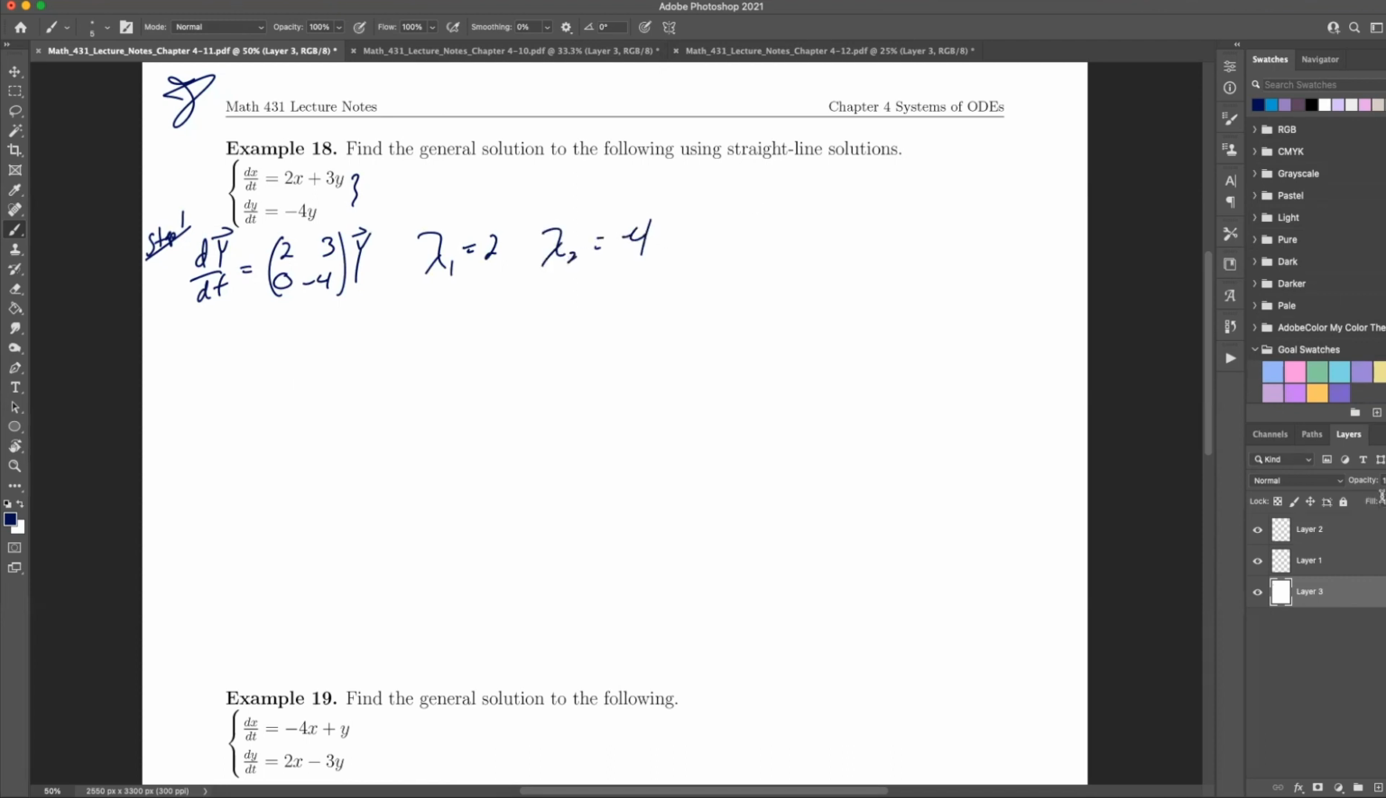Now, why can I just state that, right? Why don't I have to solve anything? The reason I can just state that is this is upper triangular. Therefore, the eigenvalues are just the diagonals. Okay? So I'm going to state this. That's kind of step 2. If not, punch it through a calculator.